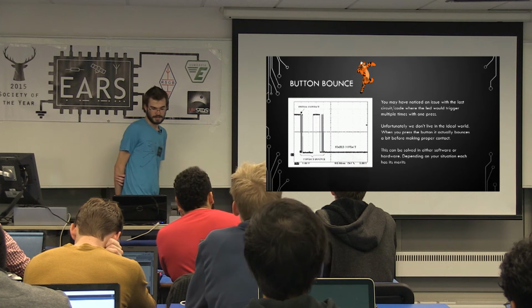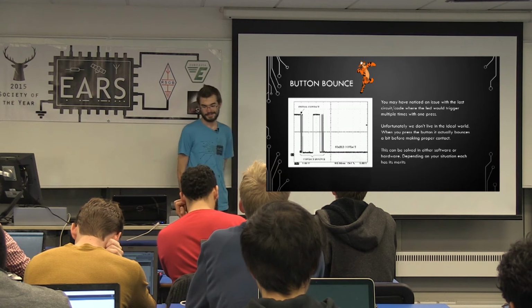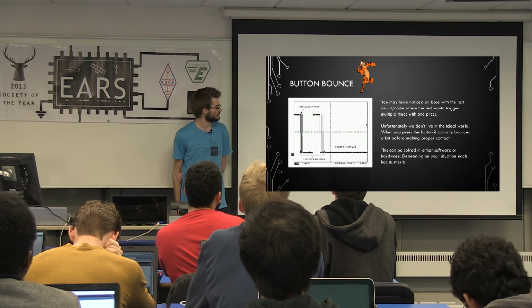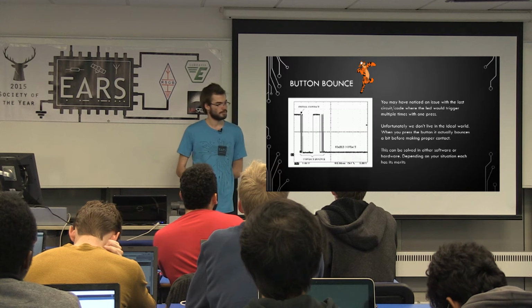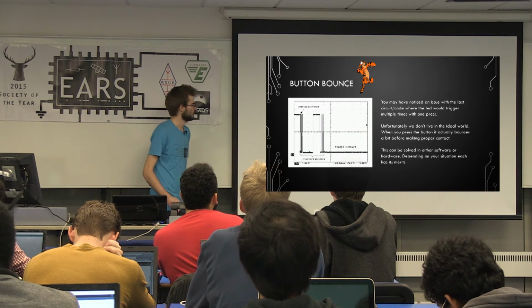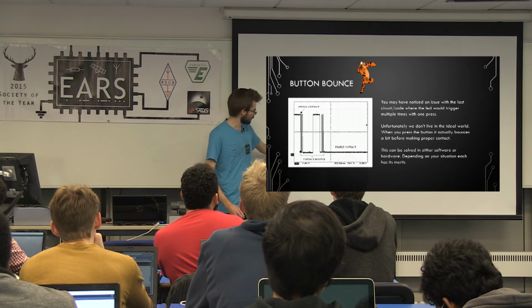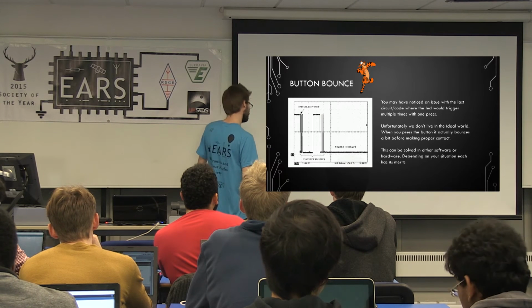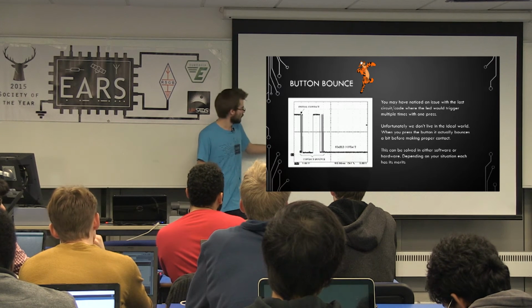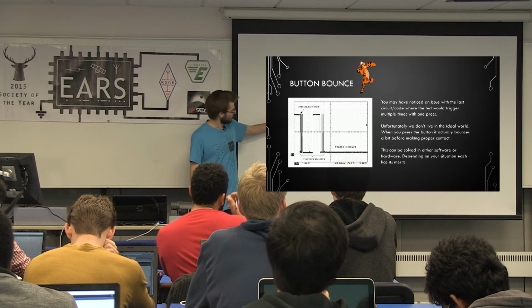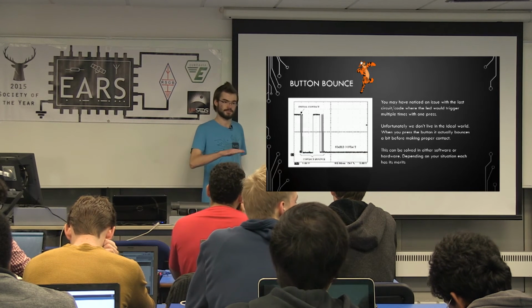Now, the problem we have is that in the real world, nothing's quite that simple. So you don't get this sharp edge change. Instead, you get something like this. This is quite a small time scale, 2 milliseconds per division. So basically, when you press the button, you get this kind of thing happening as the button bounces slightly.